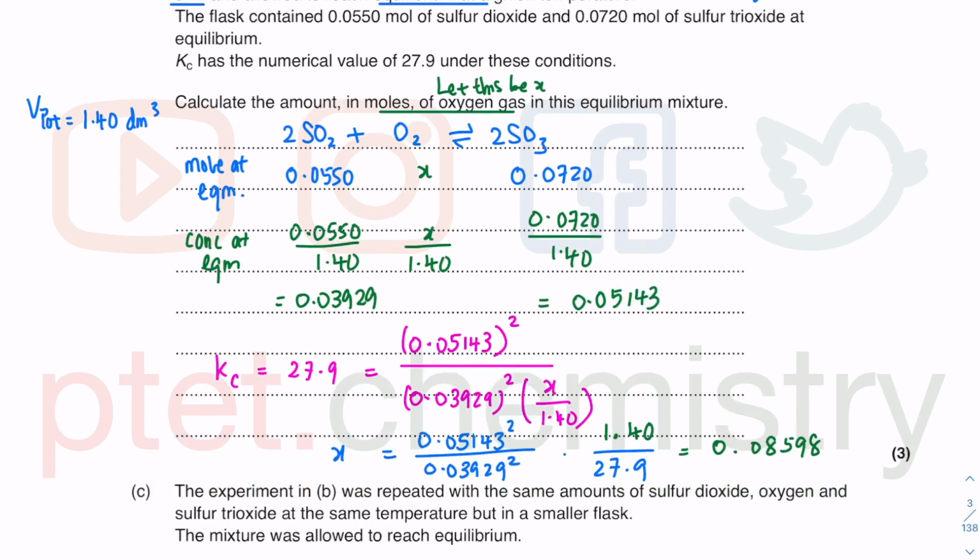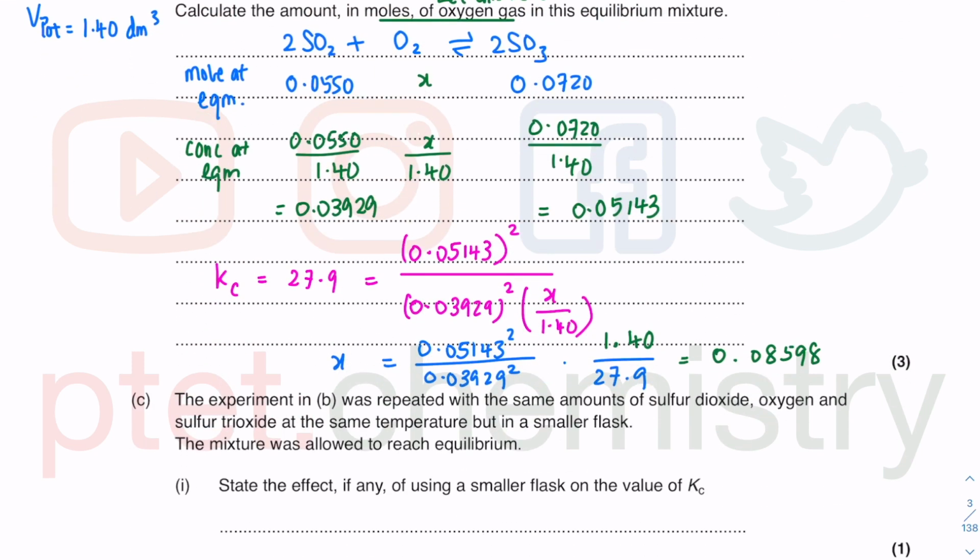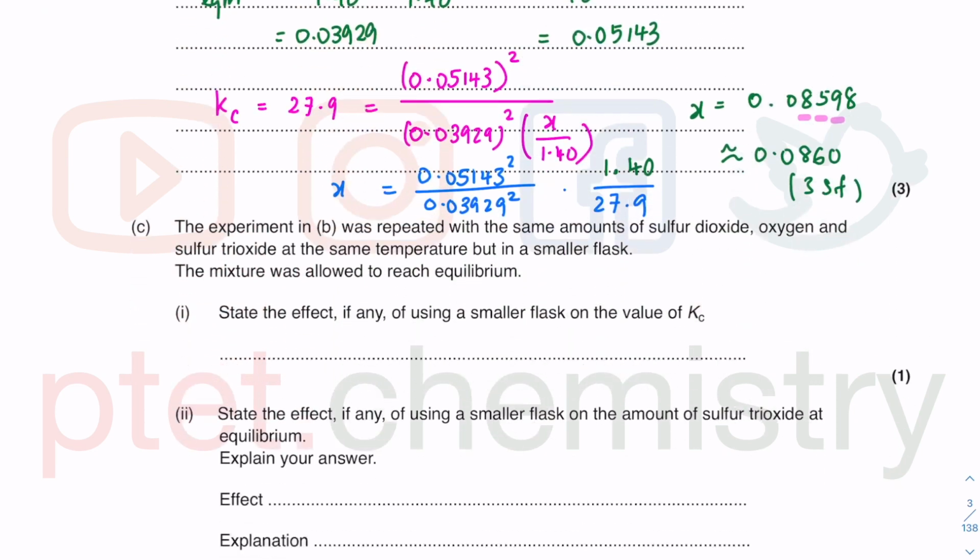So we have to learn about the appropriate number of significant figures. Look at the data given: 0.0550 is 3 sig fig, 0.0720 is 3 sig fig, 1.40 is 3 sig fig, 27.9 is 3 sig fig. So we have 3 significant figure data. So I'm going to leave my final answer to 3 significant figures. I think it's best if I just write somewhere on the top there: x equal to 0.0860, 3 significant figure. End of that question there.